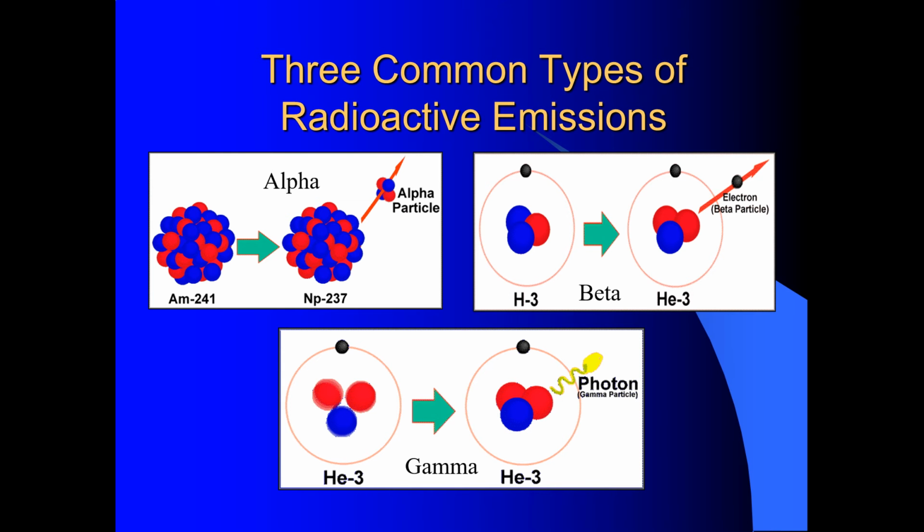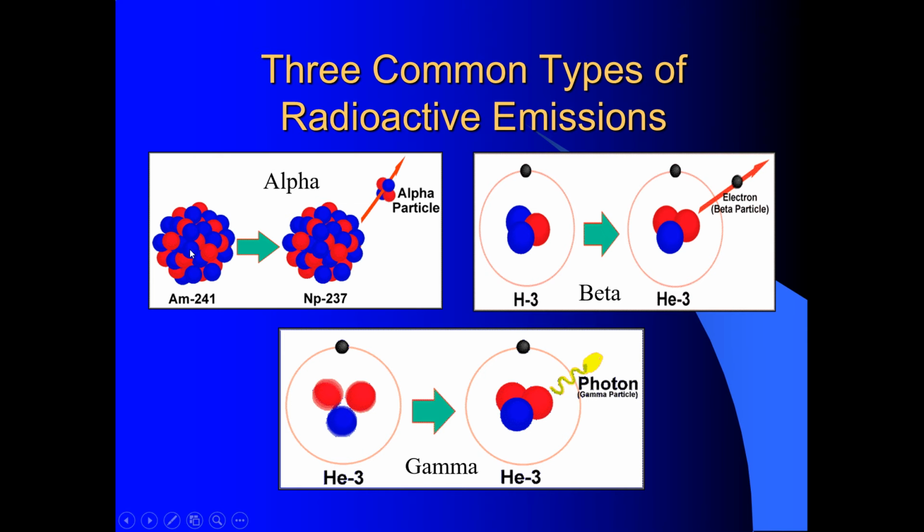Having some discussions about alpha, beta, and gamma decay, we have discussed that these are the three most common types of radioactive emissions. Let's have some practical examples.